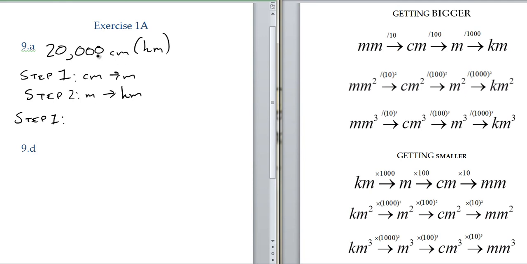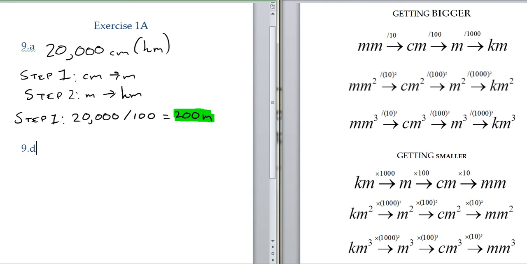to go from 20,000 centimeters into meters, centimeters into meters we divide by 100. So we do 20,000 divided by 100, which will give us, if we do it on the calculator, 200 meters. So that's our answer to step 1.